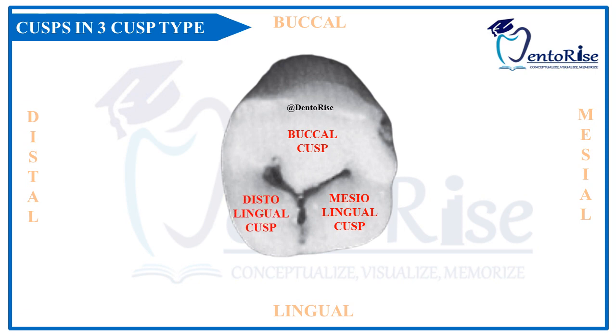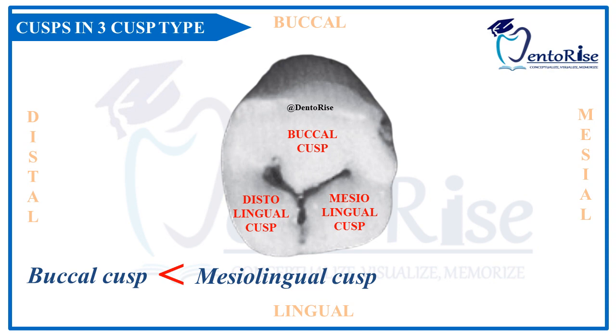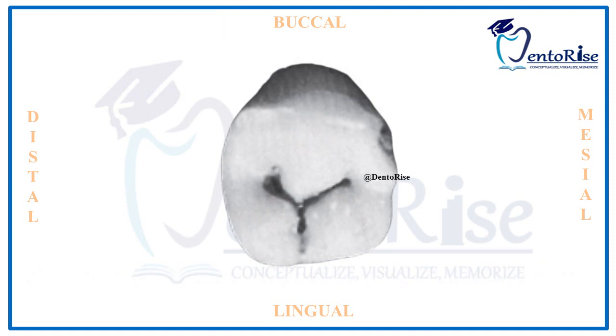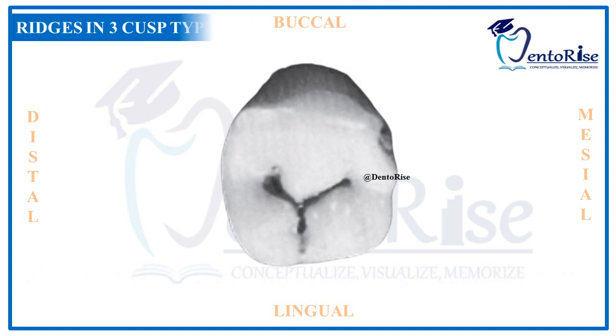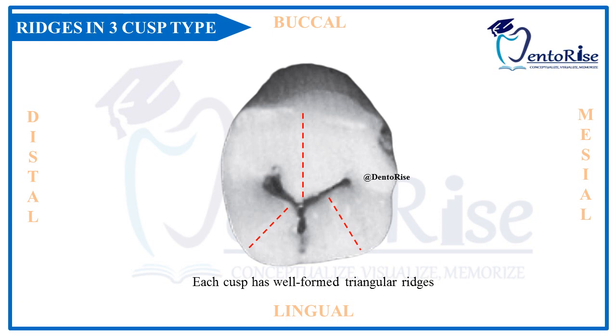If we compare the sizes of these three cusps, then the buccal cusp is the largest cusp, followed by the mesiolingual cusp, then followed by the distolingual cusp, which is the shortest among these three. The ridges of all these three cusps are very well developed.